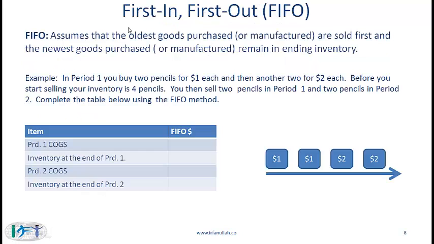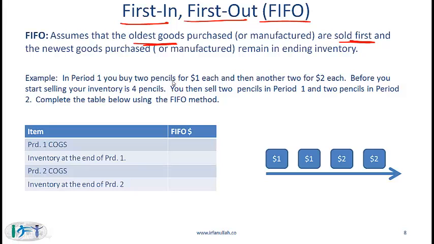Another inventory valuation method is first in, first out, or FIFO for short. This assumes that the oldest goods purchased or manufactured are sold first, and the newest goods purchased or manufactured remain in inventory. Let's understand this through a simple example.